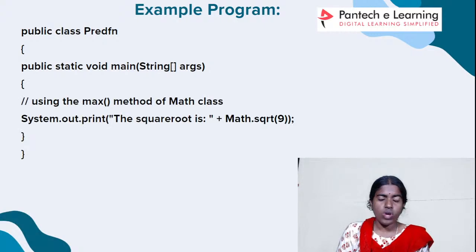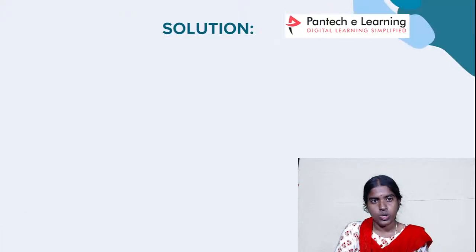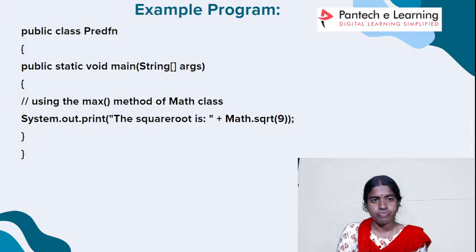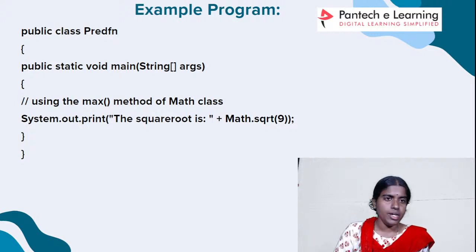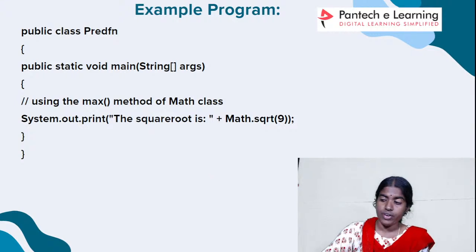So I have two different types of methods. One is called a predefined function and one more is called a user defined function. What do you mean by predefined function? From the name you can understand what is meant by a predefined method and what is meant by a user defined method.